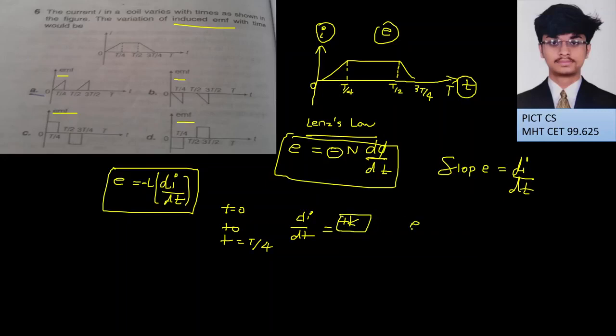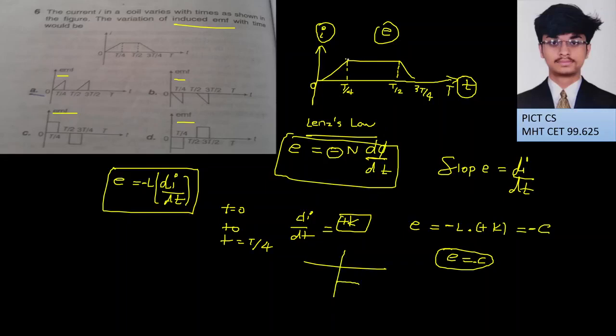So what will be the EMF induced? It will be L into plus k. Let us call it some constant c. So basically what we get is EMF is a constant, but it's minus L, it's minus c. So basically EMF induced from t is equal to 0 to t is equal to t by 4 is a negative constant, means it is negative EMF induced, alright, it is negative and it is constant. So first we have this.